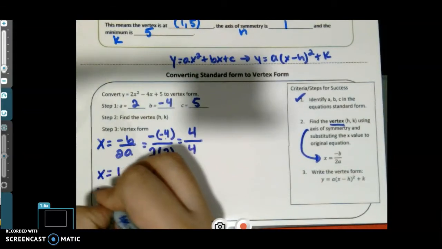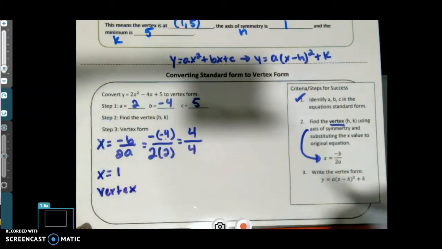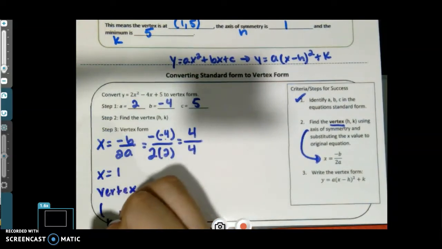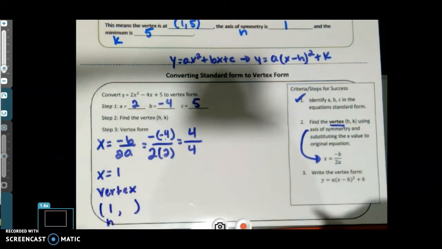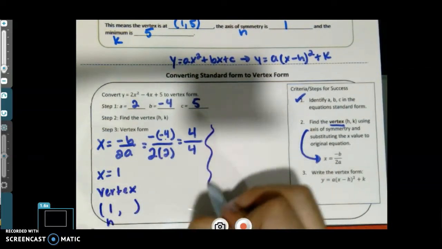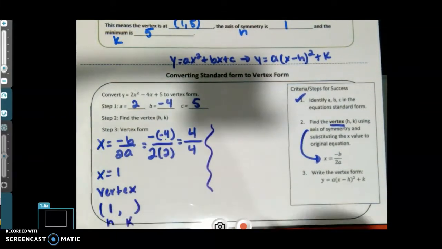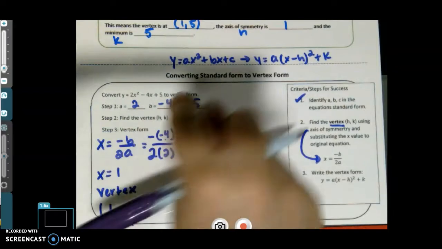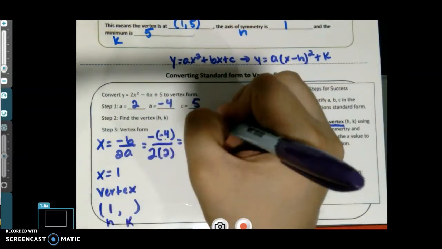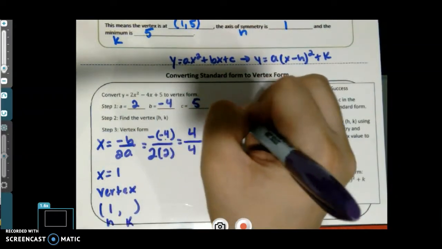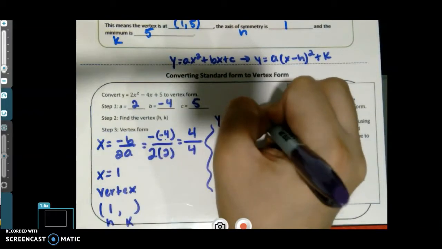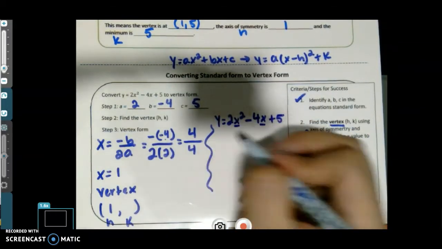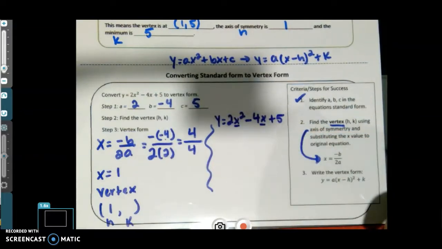So I'm going to go ahead and write my vertex right here so we know we're finding the vertex. Okay? So we know the h value is 1 so far, which is the x, axis of symmetry. Now I'm going to show you how to find the k value or the y value. So you're going to substitute the x value into the original equation, which is y equals 2x squared minus 4x plus 5. So we're going to substitute these x's here. So follow me exactly like I'm doing.